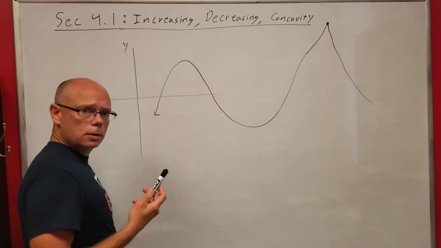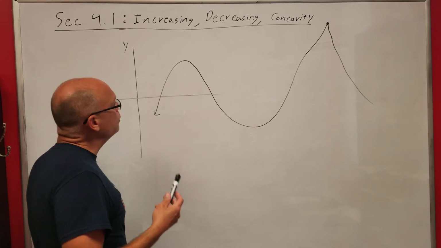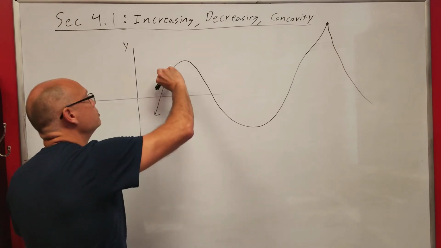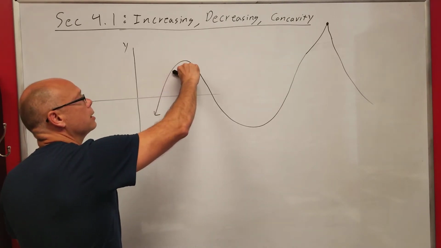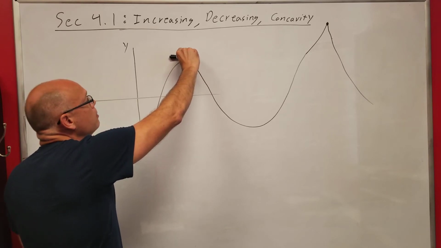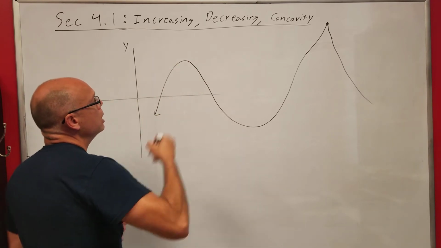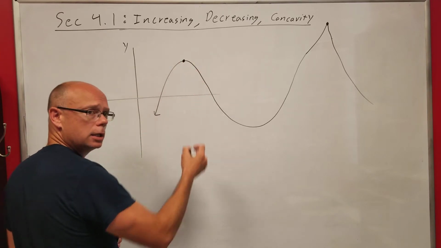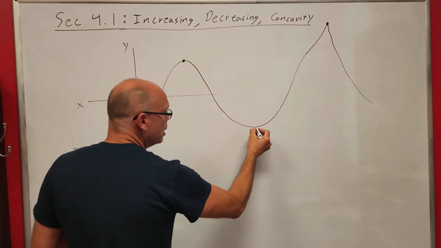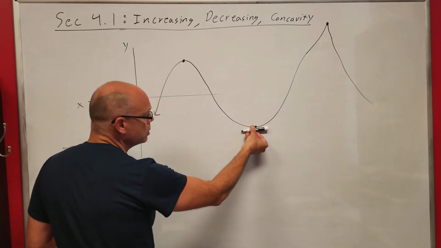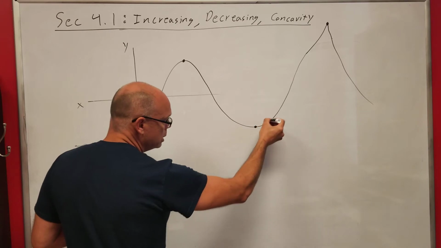So where do those changes occur? Where my function's increasing or decreasing and increasing? Think about that for a second. Like right here, what's the slope of your tangent line there? 0. So right here we have a slope of 0, and that's where it changes from increasing to decreasing. What about right here? What is the slope of the tangent line right there? It's 0 as well, and that's where it goes from decreasing to increasing.